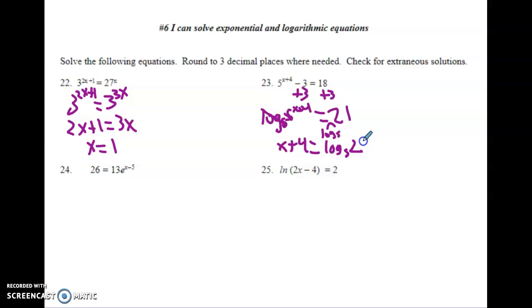of 21. Then, last step to get the x alone, we have to subtract 4 from each side. Then we would just grab a calculator and put that in. And just take the log base 5, and if you know how to change the base on your calculator, that would be great. If not, you have to do the change of base formula. So log base 5 of 21 minus 4 gives us an answer of 1.760.